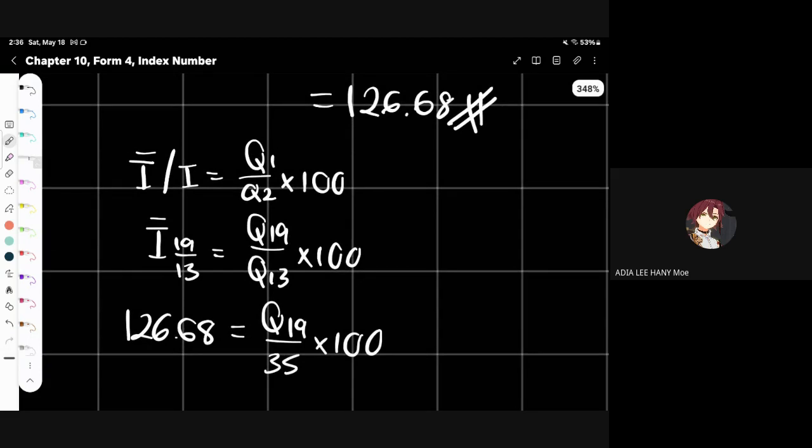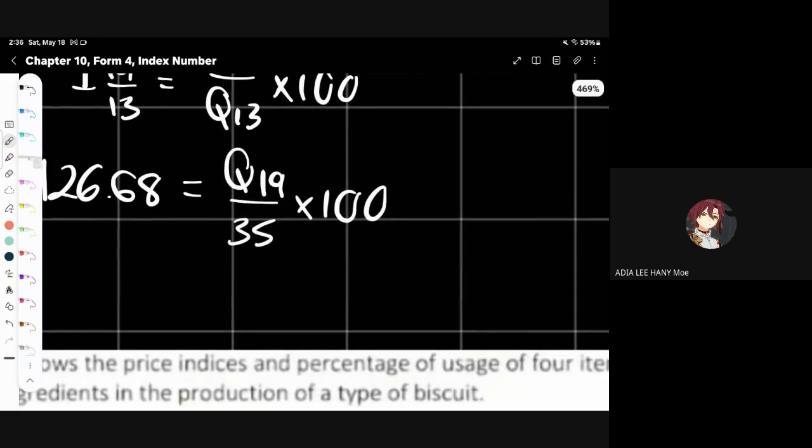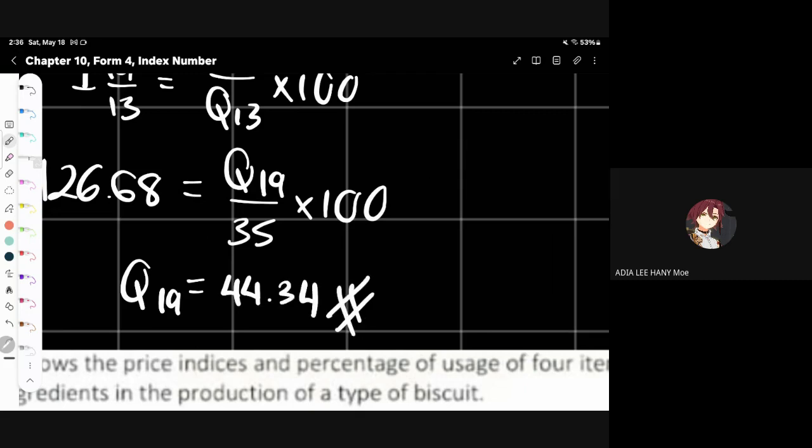126.68 divided by 100 times 35, you will get Q19 is equal to 44.34. Tada! This is the answer. But again, is it the answer? No, you have to put RM. Don't forget, it is the price. Q is always, you have to put the RM.